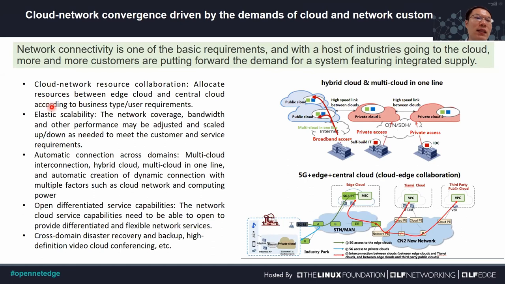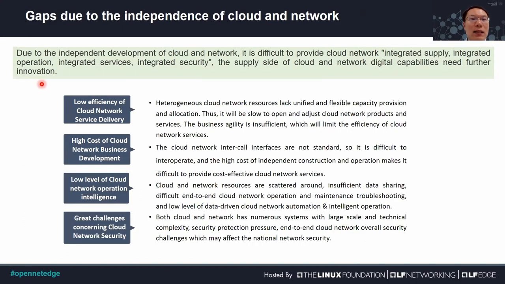There are some main challenges to solve those problems. The first one is cloud network resource collaboration, as well as elastic scalability and automatic connections across domain, open different service capabilities, as well as cross-domain disaster recovery and backup. There are still some gaps to solve these problems due to the independence of cloud and networks. It's difficult to provide cloud network service which integrated the supply, integrated operation, integrated service, and integrated security. This supply side of the cloud and network digital capabilities will need further innovation.